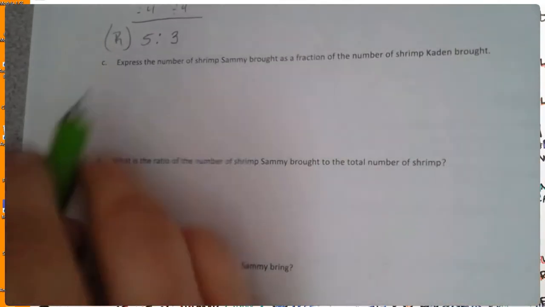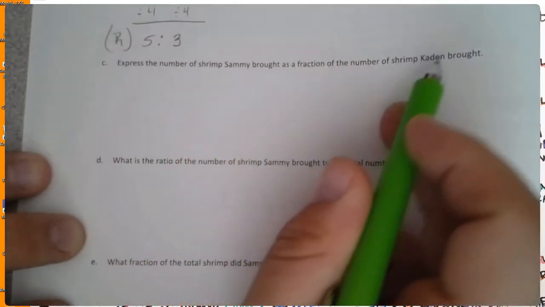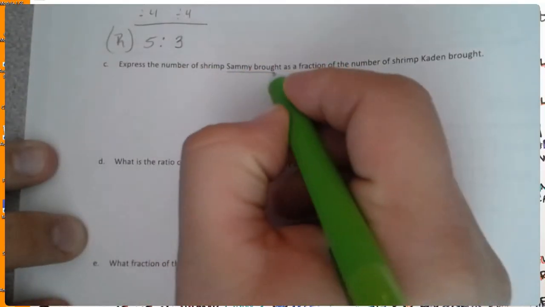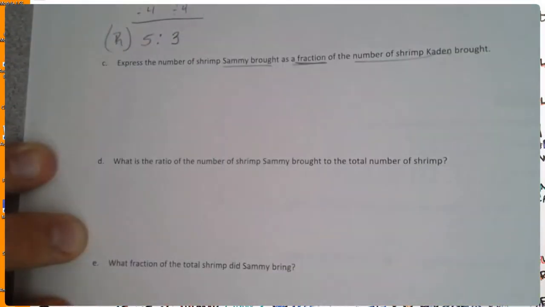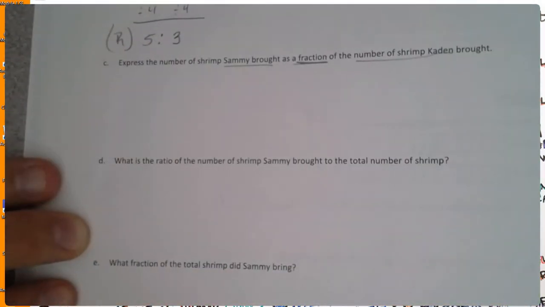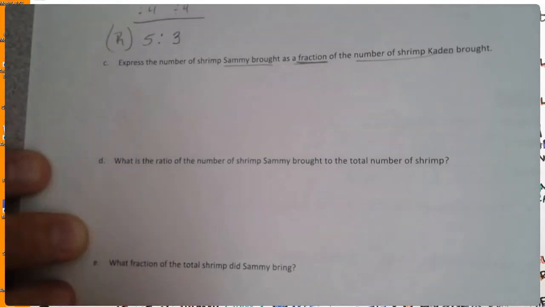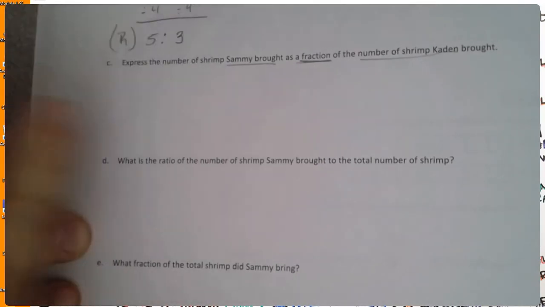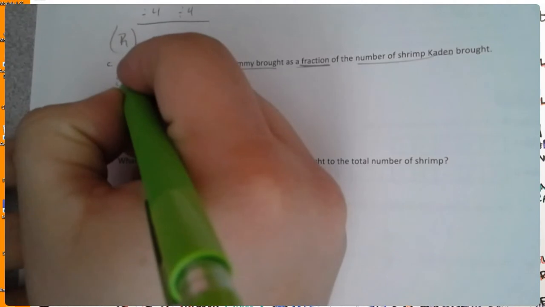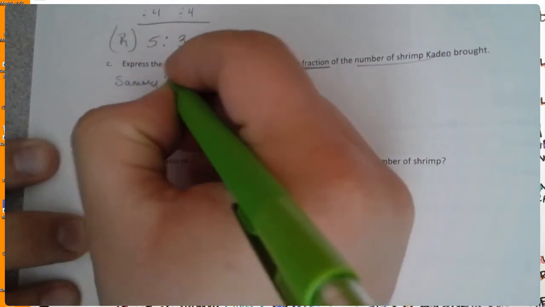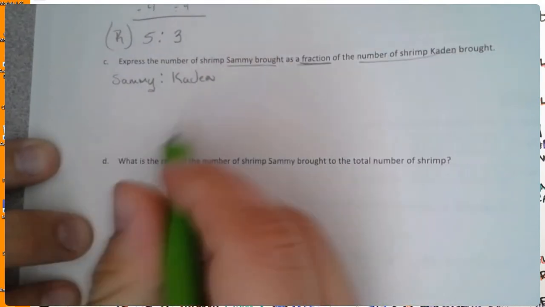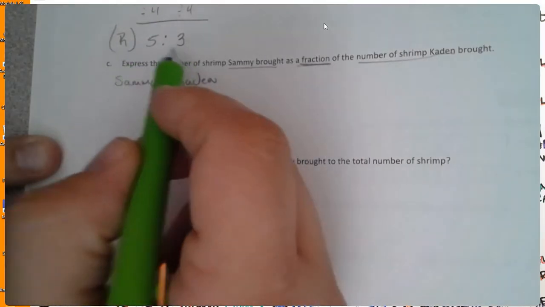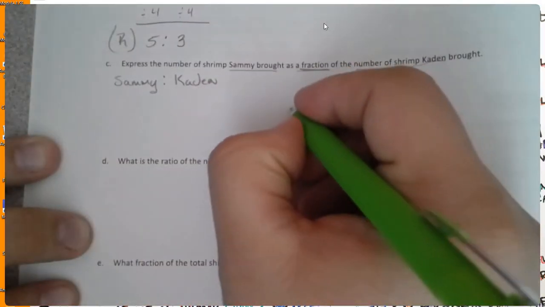So it says express the number of shrimp Sammy brought as a fraction of the number of shrimp Caden brought. Now, we're looking at trying to express the number of shrimp Sammy brought as a fraction of the number of shrimp Caden brought. Okay, now this is where we get fun at. When you're writing your ratio, you know that your ratio goes in a specific order. First number, second number. Okay, so in our situation in part B, we actually said that it was a Sammy to Caden ratio. Okay, so because we had Sammy first, when we write our fraction, all we have to do is take the ratio and rewrite it as a fraction. So it would be 5/3.